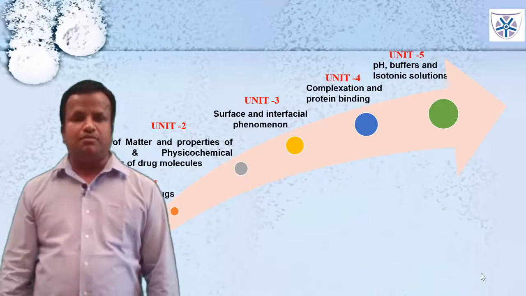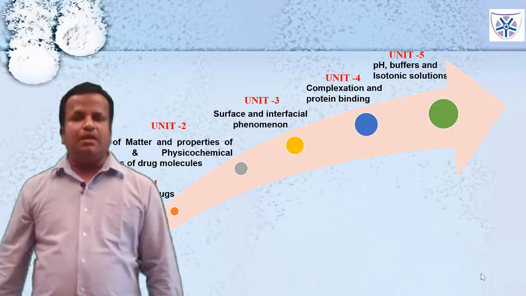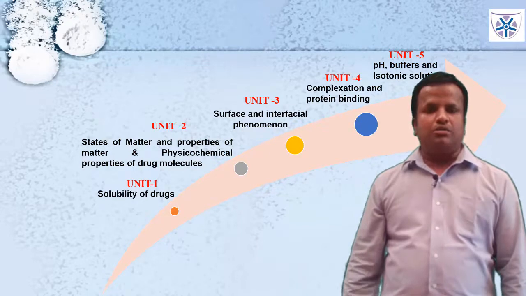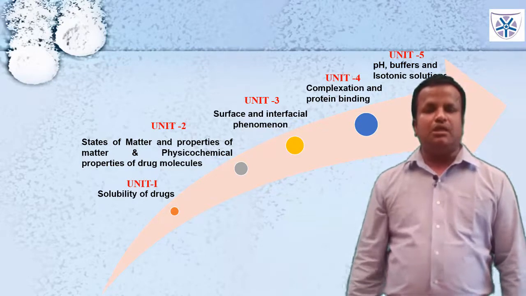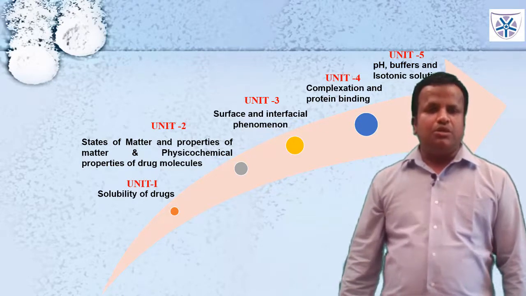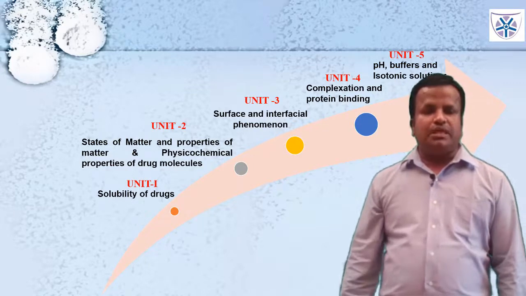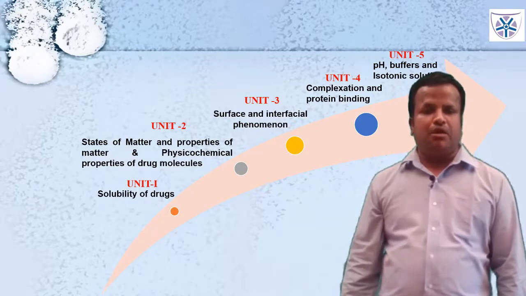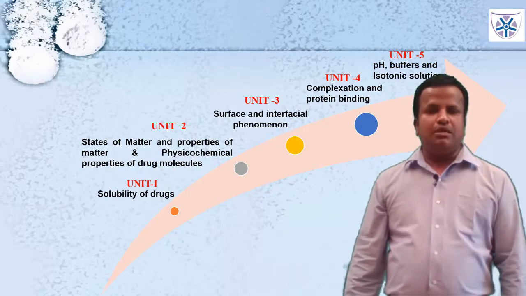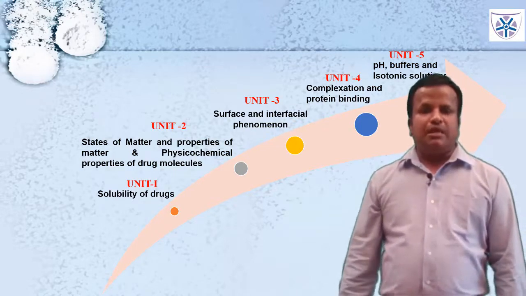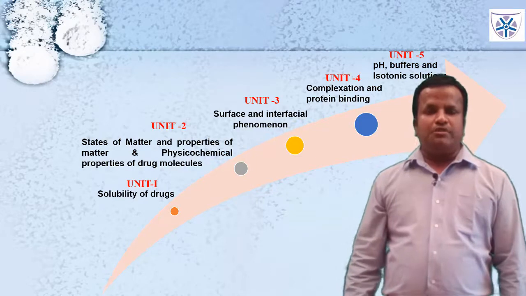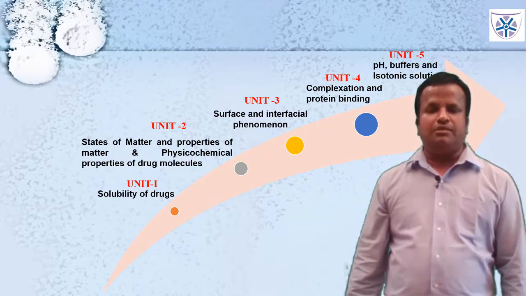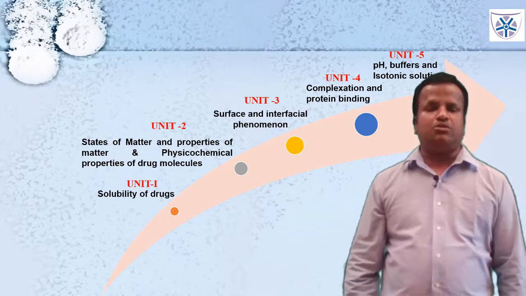evaluation of dosage forms. What are the units and topics available in the Physical Pharmaceutics 1 subject? Unit 1 talks about the solubility of drugs. Unit 2 contains states of matter, properties of matter and physicochemical properties of drug molecules. Unit 3 is about surface and interfacial phenomena. Unit 4 is about complexation and protein binding. The last unit, Unit 5, is about pH, buffers and isotonic solutions.